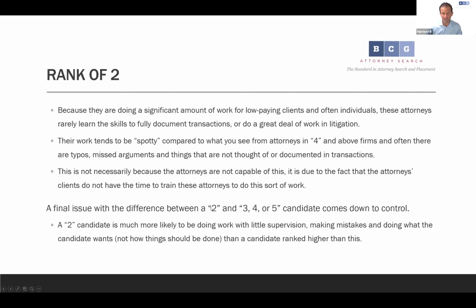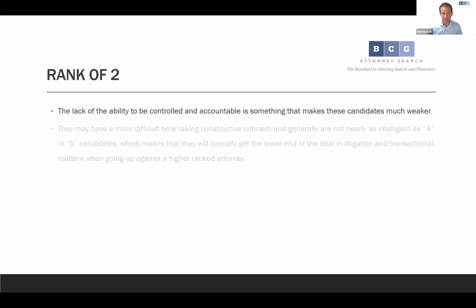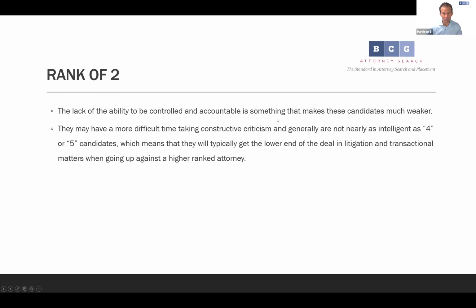And so obviously, two attorneys, when they get up against four and five attorneys, have a much harder time doing well. The fact that the two attorney hasn't been controlled, is not necessarily accountable, and doesn't learn to walk on pins and needles is something that makes these attorneys weaker. They often have a much more difficult time taking criticism, and they often don't get criticism, so they may not learn as much, and they're sometimes not as smart as the four or five candidates.